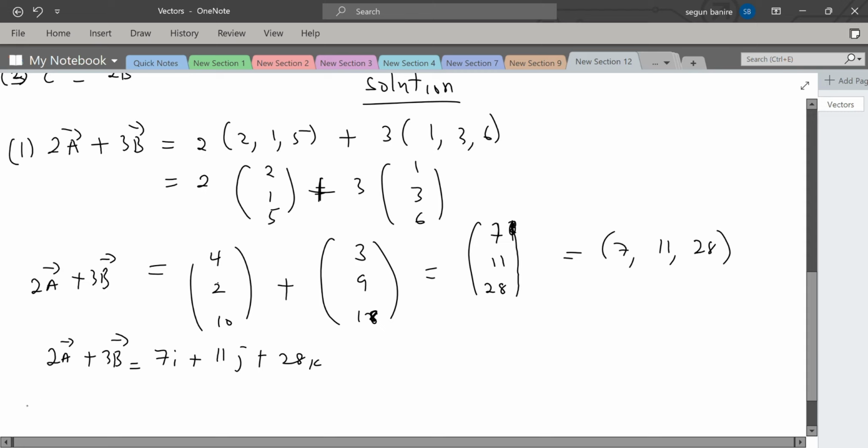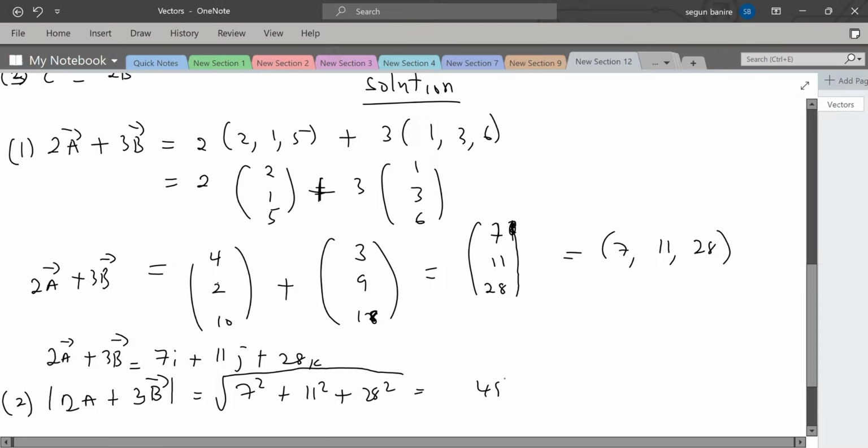So I think question 3 now is to find the magnitude of this answer. The magnitude of this will give you 7 squared plus 11 squared plus 28 squared. That will give you 49 plus 121 plus 28 squared.